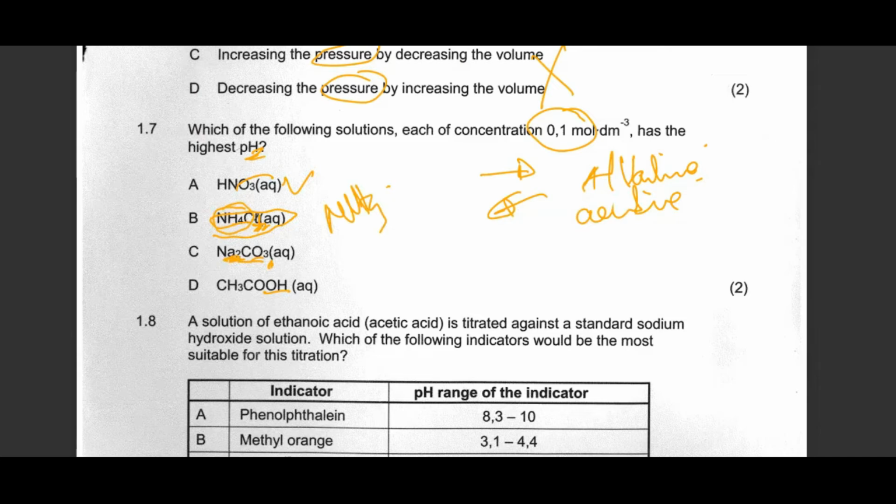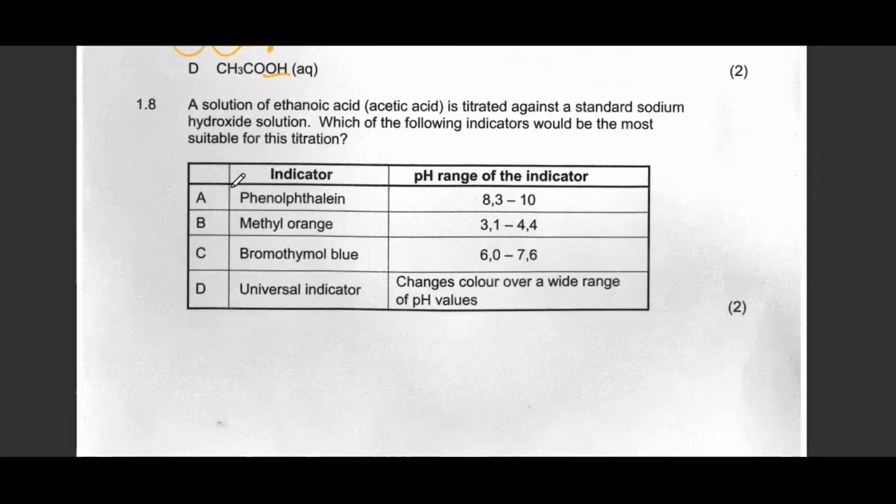Therefore, our answer is going to be C, because the alkalinity is much more than the alkalinity of ammonium chloride, because that one is coming from a weak cation, while this one is coming from a strong cation, which is a group 1 element, which is sodium. Therefore, the answer is going to be C.